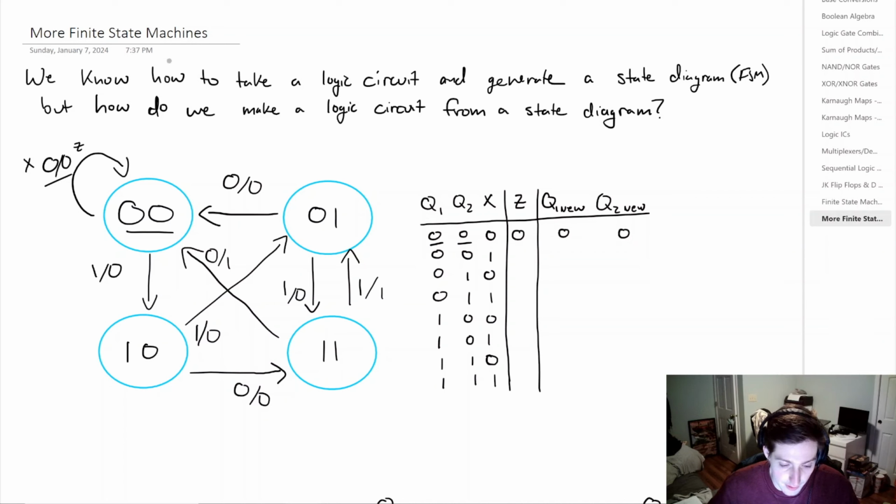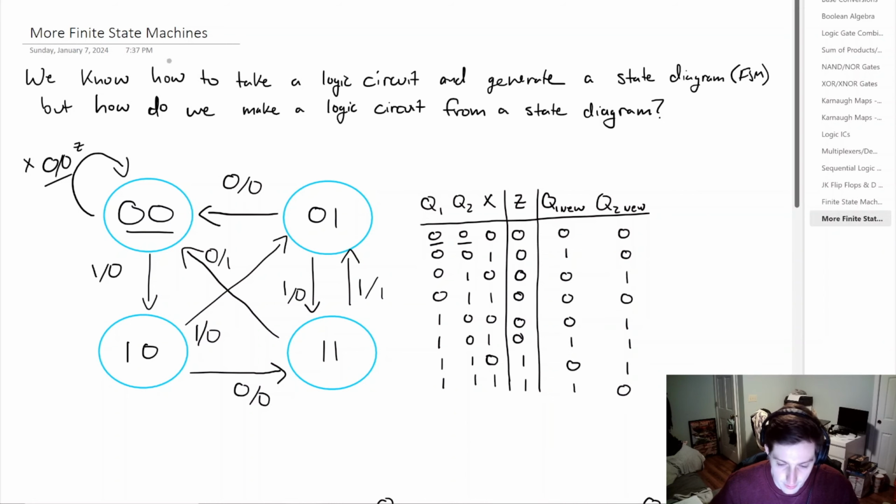And then if we're in state 00, we jump to state 10 if X is equal to 1, and then Z will be equal to 0. Following this convention, we arrive at this filled out truth table. And if there's any confusion on this, jump back to the previous video where we introduced finite state machines.